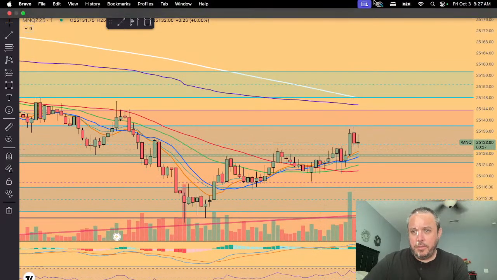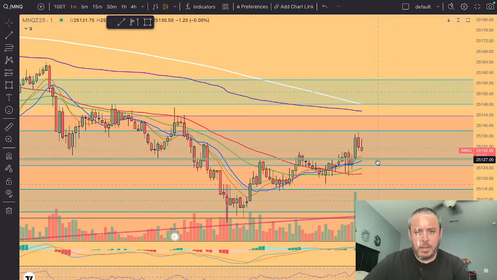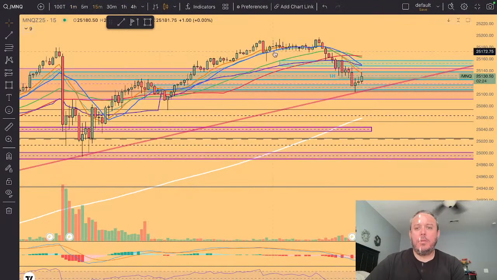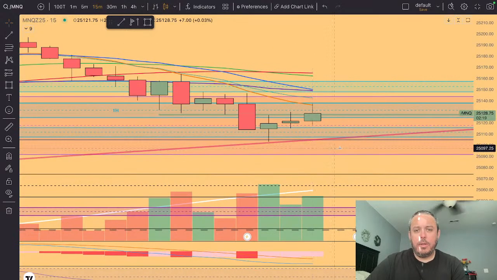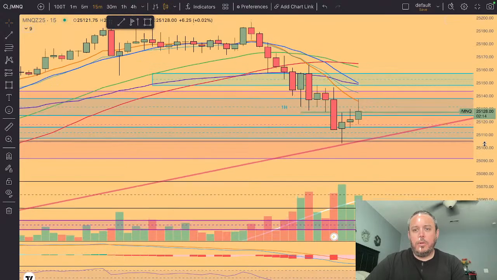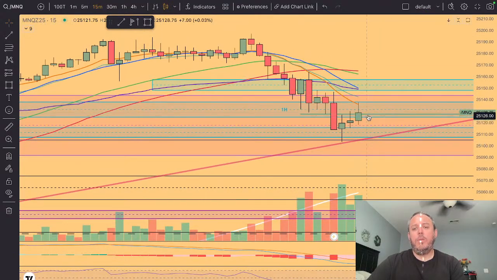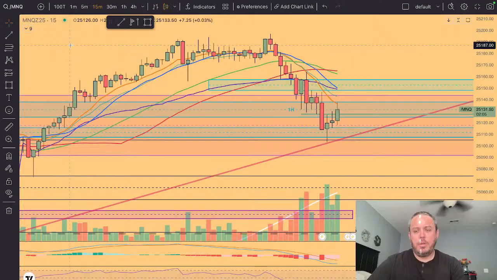Got the open in 3 minutes, 2.5 minutes. Let's see what the 15 looks like. So on the 15-minute, we're rejecting right off of the MA. So is this going to break through, or are we going to fall down and break through this support right here? Let's find out. 2 minutes.